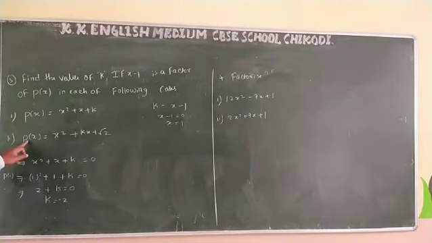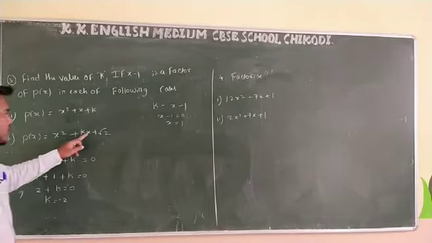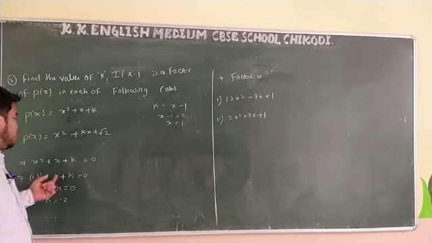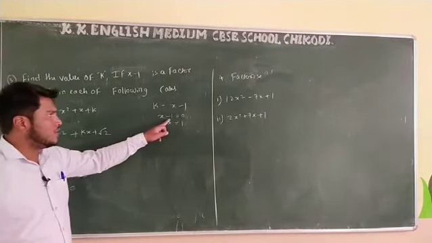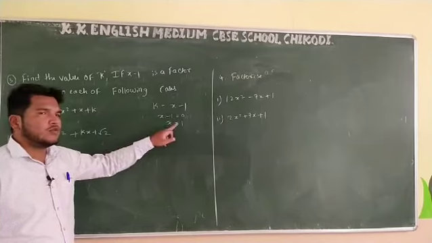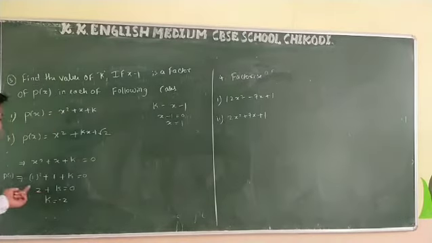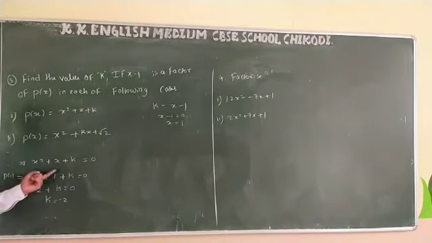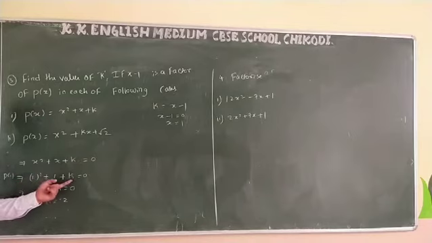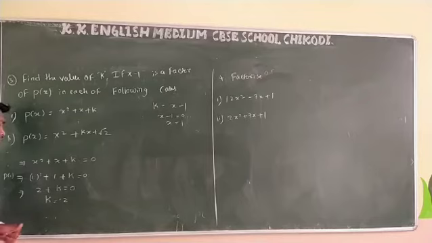Next, p of x equals x square plus kx plus root 2. So x minus 1 equals 0, this minus 1 goes to that side, that is x equals 1. Just substitute p of 1 in this equation. So 1 square plus 1 plus k equals 0. So 1 plus 1 is 2, 2 plus k equals 0, k equals minus 2.